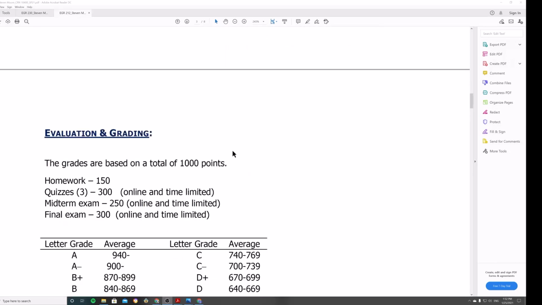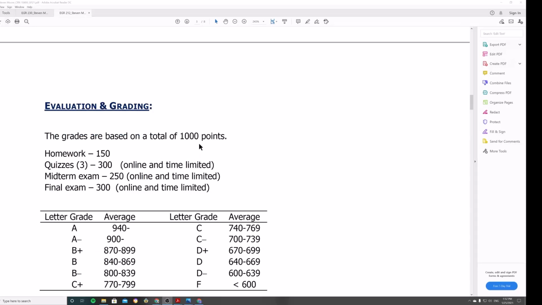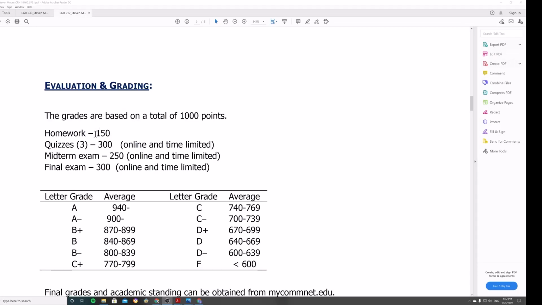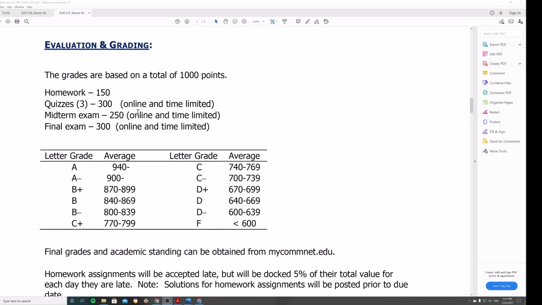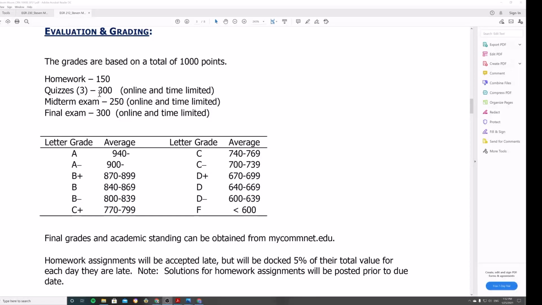All right, so the grading is based on 1,000 points, 150 is for homework, so this should be pretty easy. The solutions are given to you beforehand. Really, the key thing is, of course, make sure you understand it, right? So a good approach is to try to work through the problems at the end. Take a look at the solutions, see if you did it correctly, right? Okay. Quizzes, we'll have 3, midterm 250, and then the final will be 300.